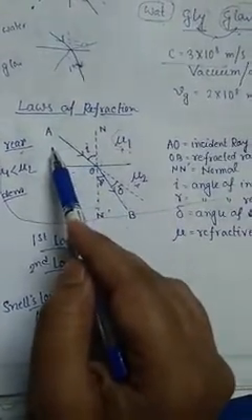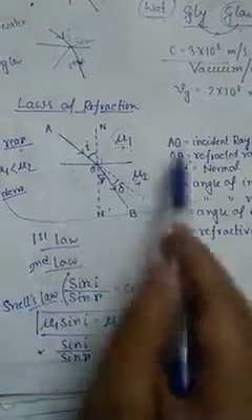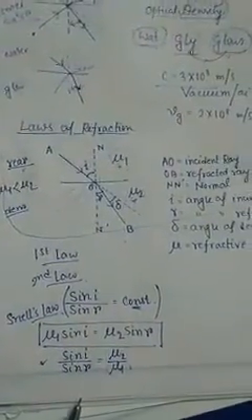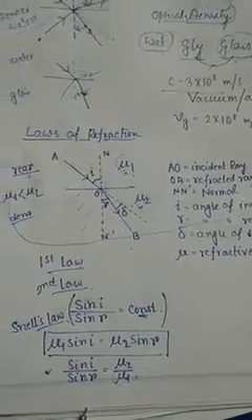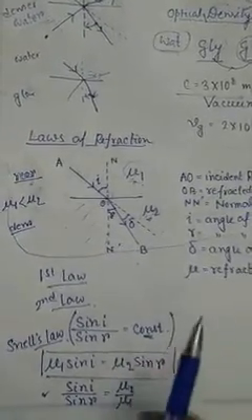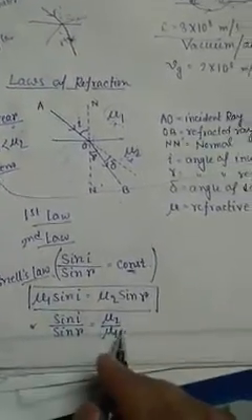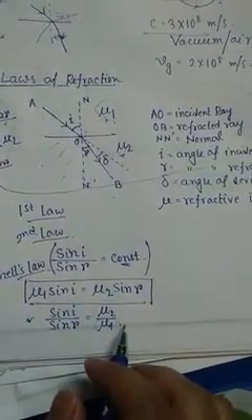If there are some other things, let's say glass or water, anything else, except vacuum or air, then this will be called the relative refractive index.